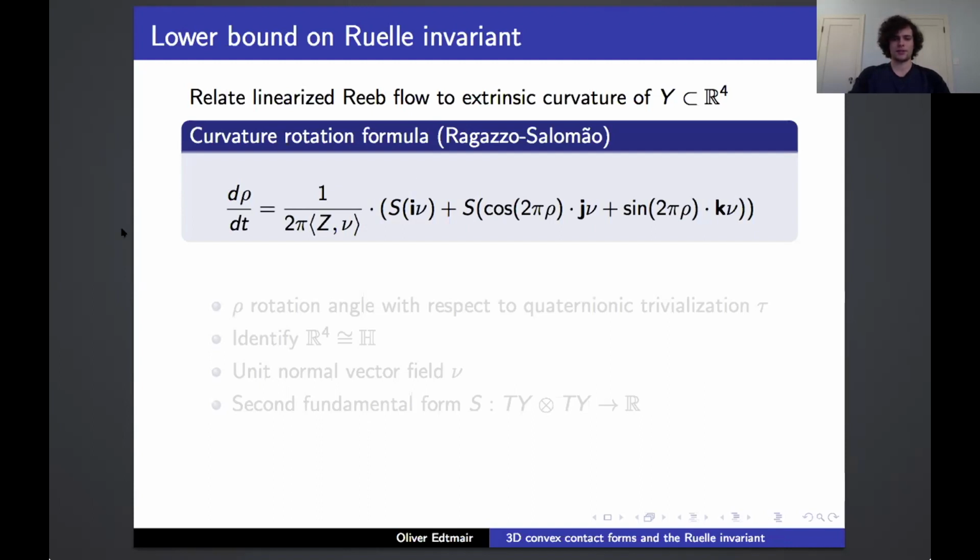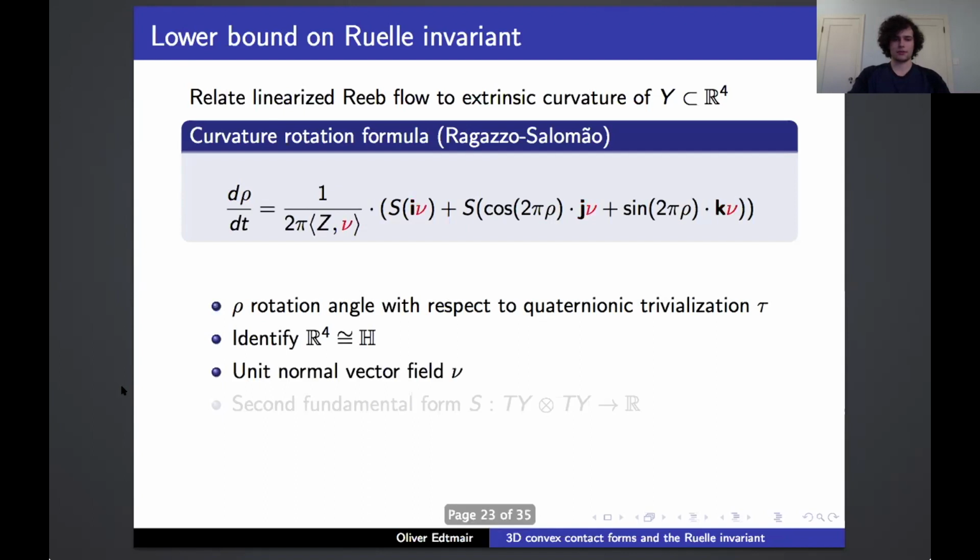So what are the ingredients here? First of all, we have the rotation angle function. That's the one that appeared in the definition of the Ruelle invariant. And here I measure with respect to a very specific trivialization called the quaternionic trivialization. So it turns out to be useful to identify R4 with the quaternions. We also have nu, the unit normal vector field, showing up, and most importantly, the second fundamental form of the hypersurface. Right, so I can now express how this angle function rho changes along a trajectory in terms of the curvature of my hypersurface.